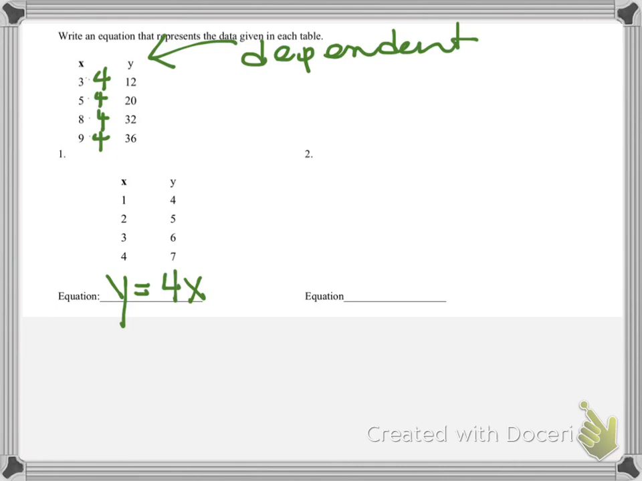All right. For number 2 here, let's take a look at this one. Well, again, I know it's going to be y equals something. And let's see. If I multiply by 4, I get 1 times 4 is 4. 2 times 4 is 8, not 5. So I can't just multiply here.